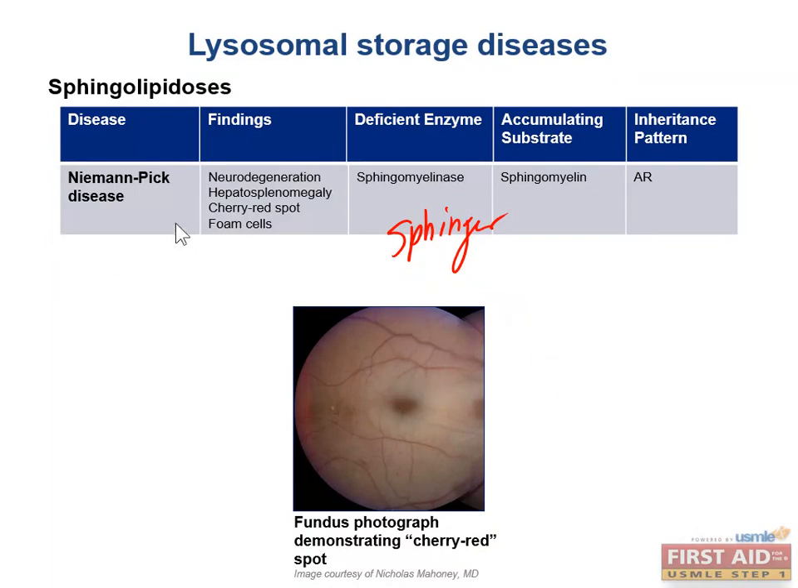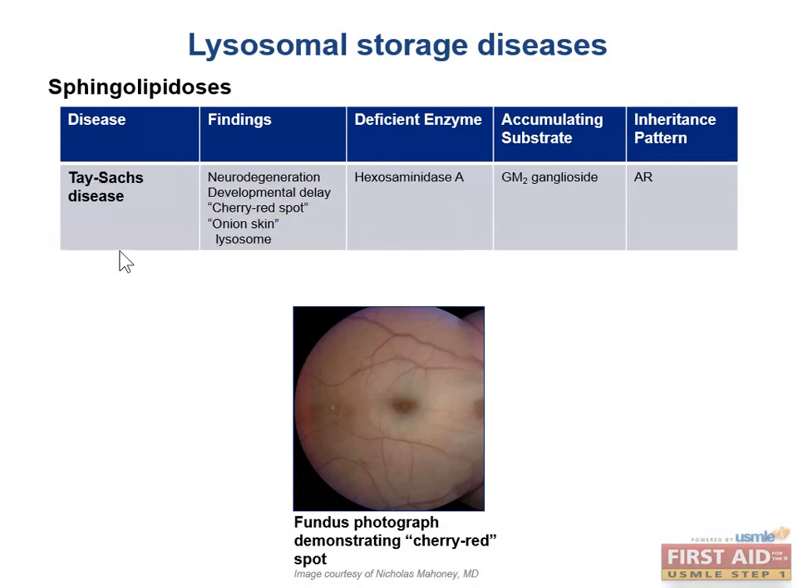So if they say a cherry red spot, notice how there's a hyphen in cherry red spot. Niemann-Pick disease has a hyphen, and you'll also see Tay-Sachs has a hyphen. So if you see cherry red spot, you're going to be thinking of your hyphenated diseases, such as your Niemann-Pick and your Tay-Sachs. Both of those will have a cherry red spot.